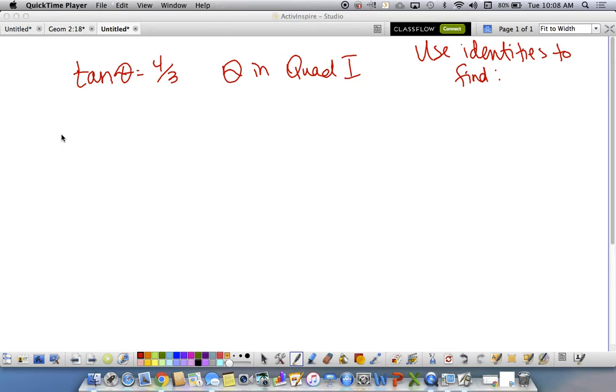If you're given tan theta equals 4/3, and theta is in quadrant 1, do you know what I'm going to do if I'm asked to find secant theta? First thing I'm going to do is pull out my plate and look on the back, or on page 200, and see if there is anything on my plate that relates tangent theta and secant theta. Yes. Can you tell me what it is? There's a Pythagorean identity. Read it to me. Tan squared theta plus 1 equals secant squared theta.